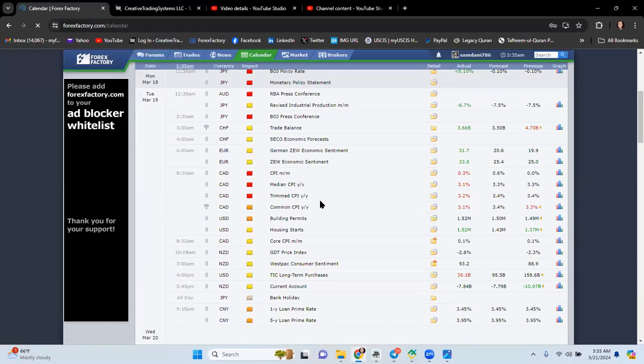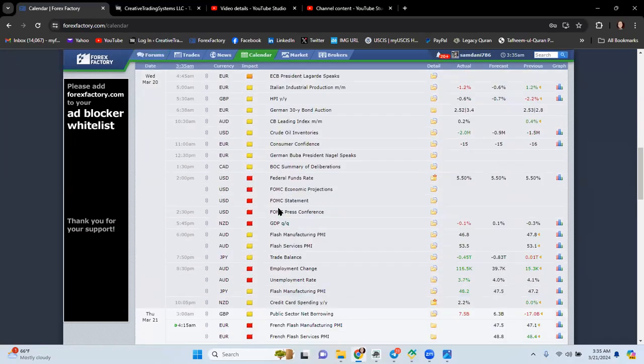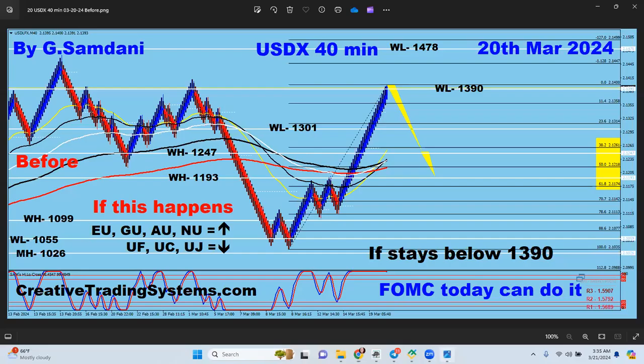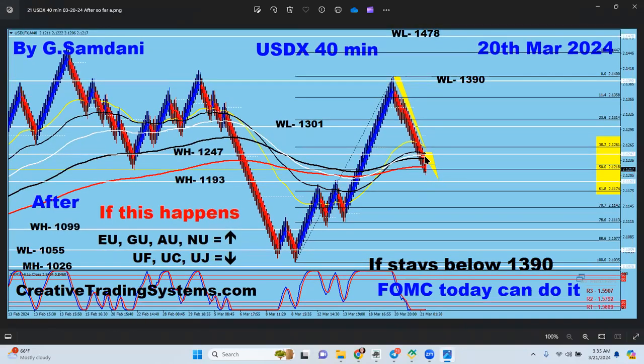So this is what happened when FOMC came, and FOMC took this chart, this one, so far, as of now, all the way here. This is my first target, and then 1193, and then basically 61% would be my second target. So this one is coming down, and obviously I have written here that these 4 pairs will go up and these 3 pairs will go down.